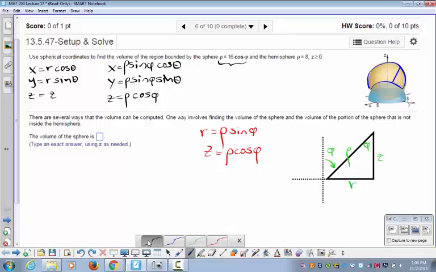All right. So anyway, we also have, if we put things in the standard form for a sphere, this relationship: x squared plus y squared plus z squared is equal to rho squared. So we also have that.